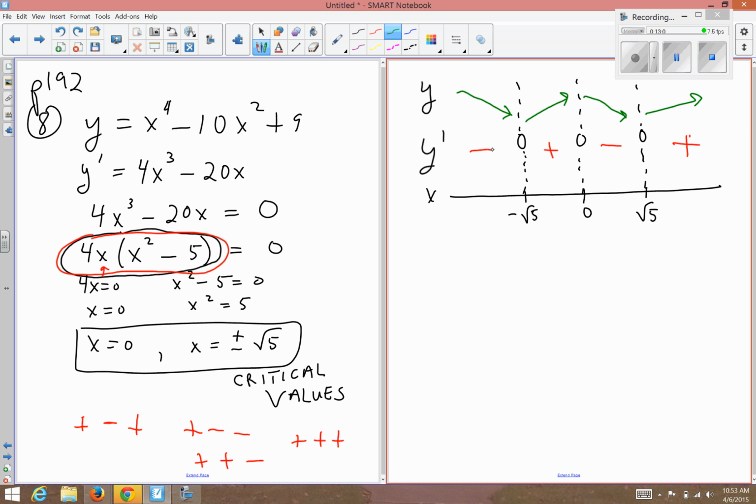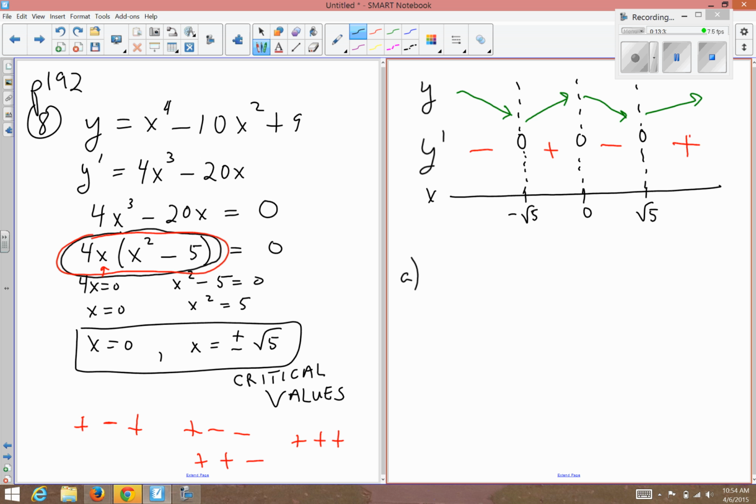Whenever the derivative of a function is negative, the function is decreasing. In other words, something with negative slope goes like this. If the derivative of a function is positive, that means the function is increasing. In other words, if something has positive slope, it looks like this. So we're going to answer part A by writing this.